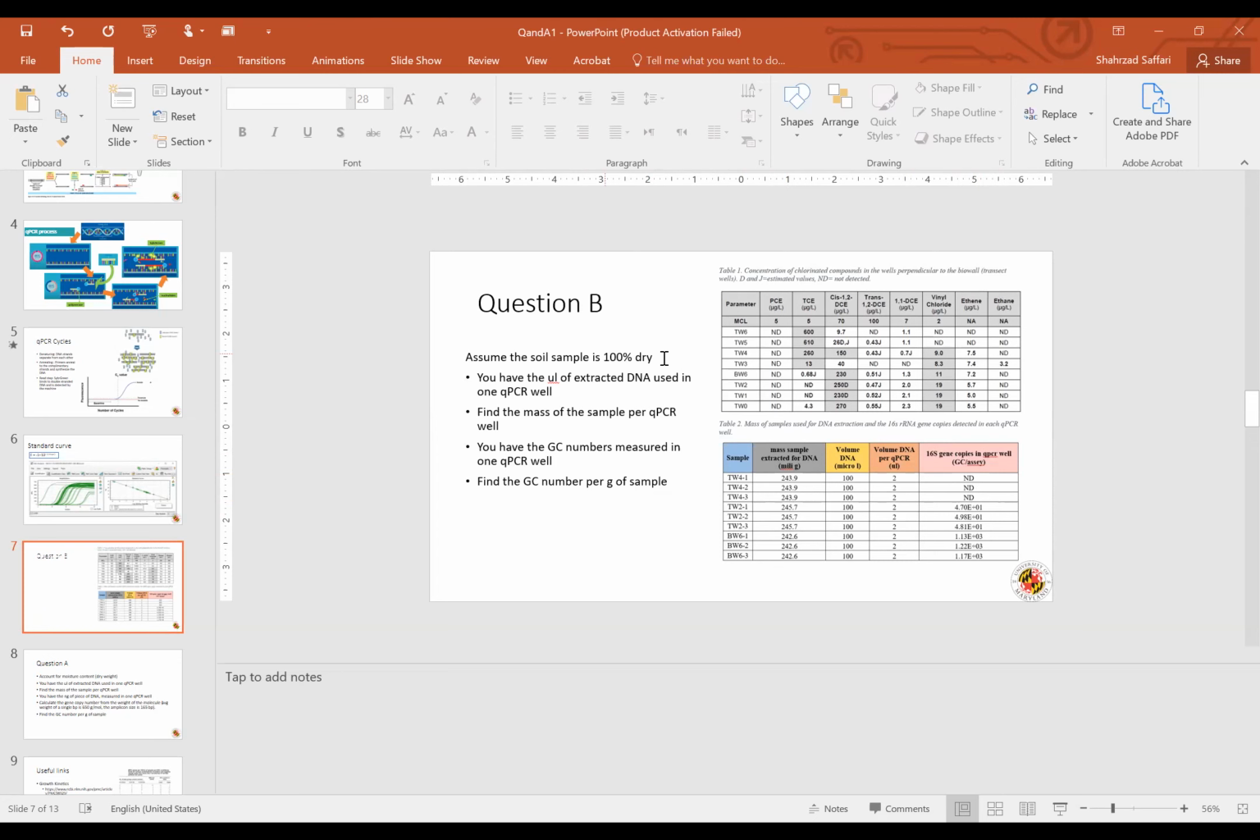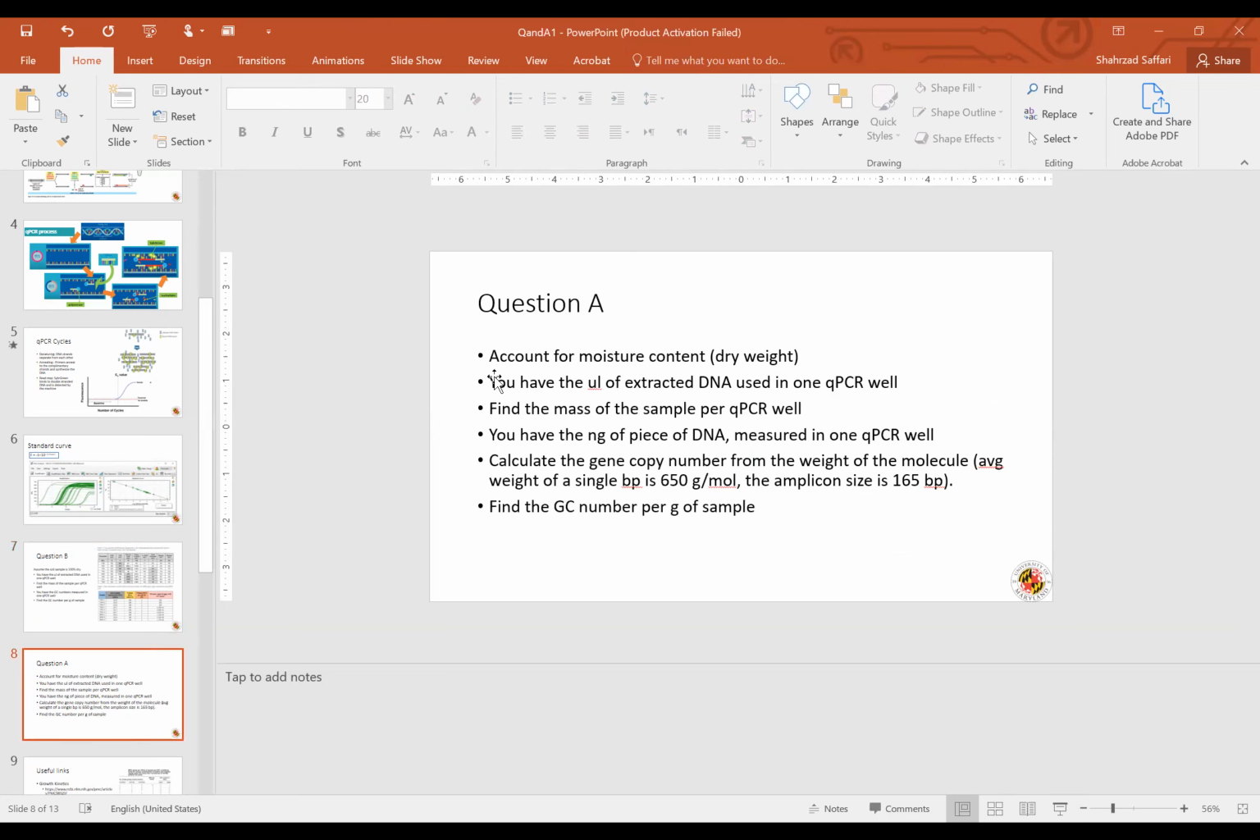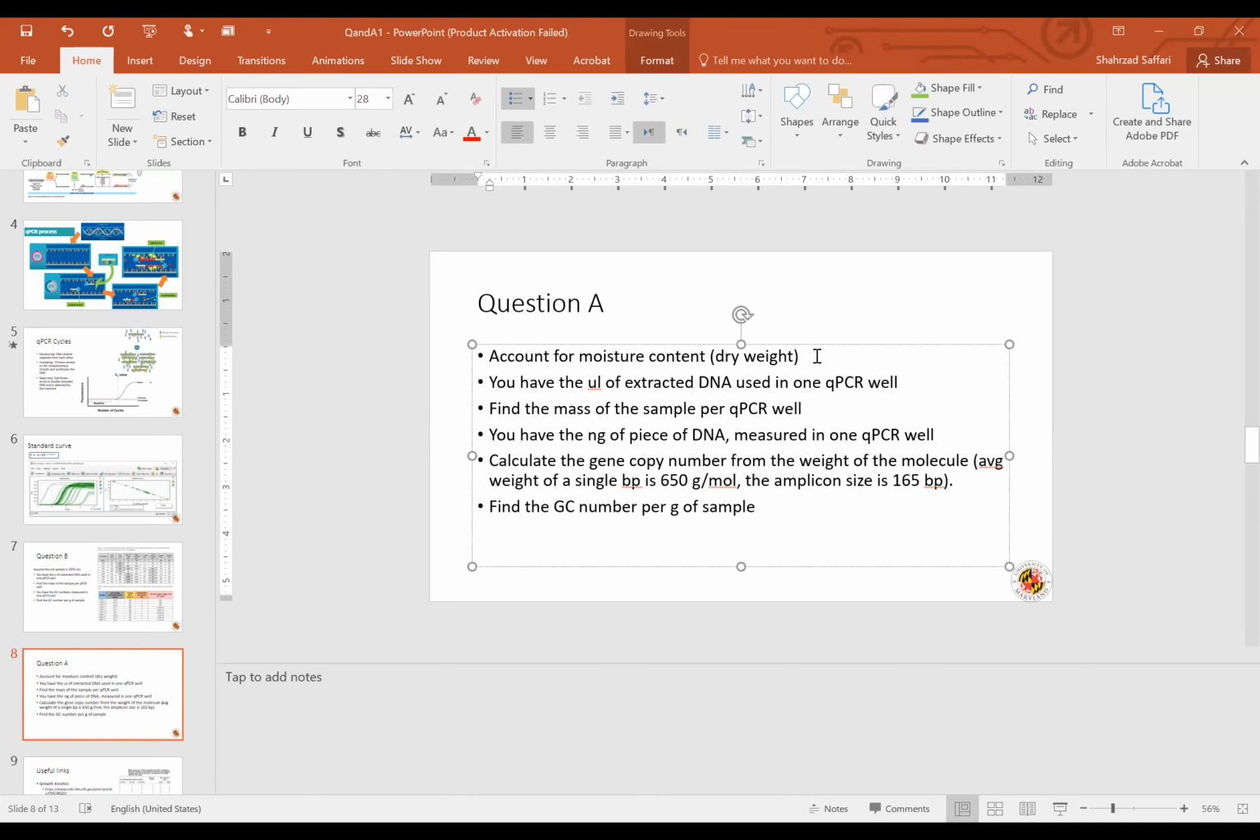Here you're going to assume that your soil sample is 100% dry because we don't provide you with a moisture content. For question A, the difference is that you have the moisture content from your own experiments, so you're going to have to account for that. The other difference is that we're going to provide the numbers to you exactly as we'll get it from the qPCR machine, which is in nanogram. And then you just have to calculate how many moles and then how many gene copies you have in one well, and then calculate per gram of soil.